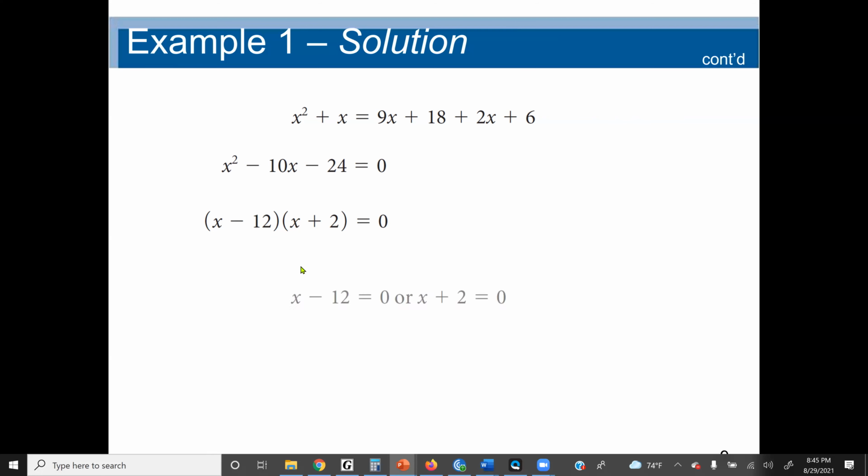So our first value, s minus 12 equal to 0, gives s equal to 12. And the second value, s plus 2 equal to 0, so s will give me negative 2. So our s value is 12 and negative 2.